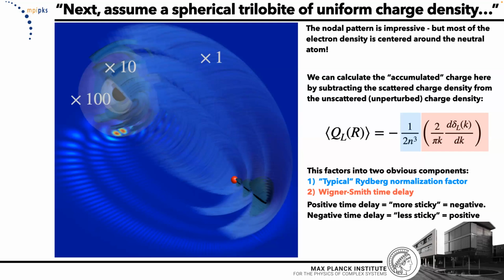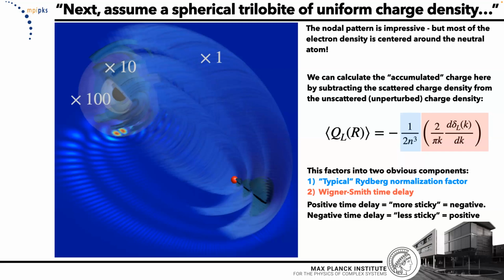And even though this was a very hand-wavy, loosey-goosey calculation, you see in the end that this formula has some really nice features that make us think it probably makes sense. On the one hand, you have a normalization factor. That's basically the Rydberg atom's density of states. That looks good. And you have this factor in red, which is just the Wigner-Smith time delay. So it's just the derivative of the scattering phase shift. And this also makes sense. If you have a positive time delay, then this negative sign out front means that your electron is, of course, sticking more to the perturber than it would otherwise.